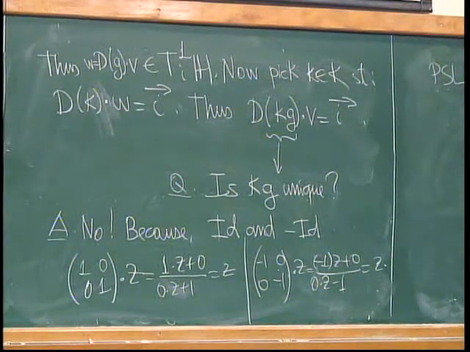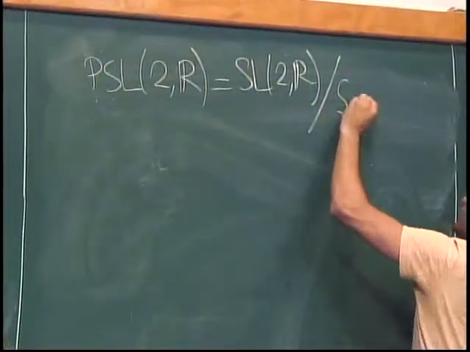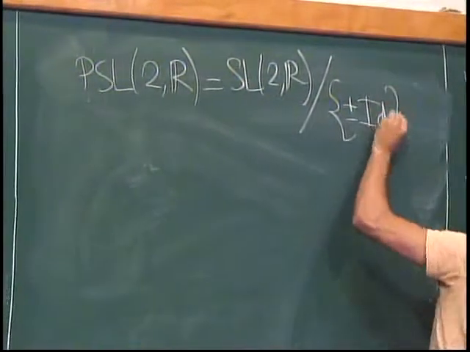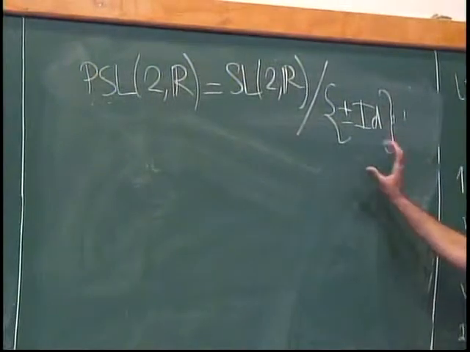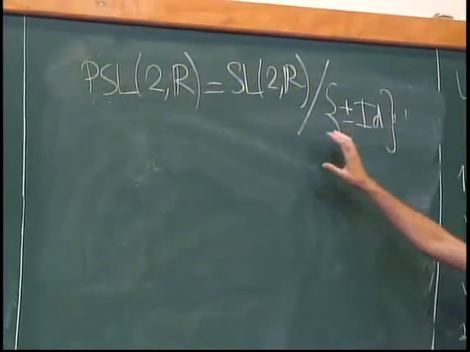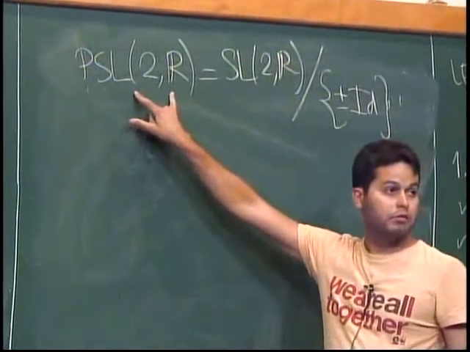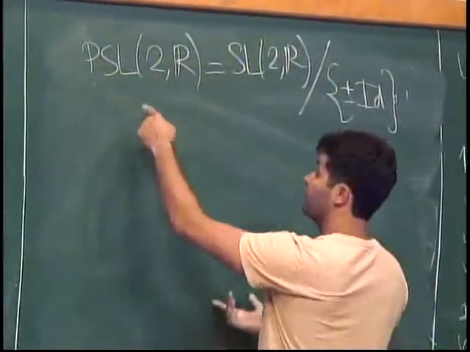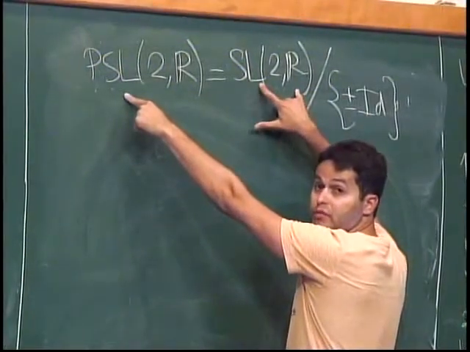So PSL2R is the space SL2R divided by the identification of plus and minus. Okay? And this is a group. And by the same reason, this guy here defines Möbius transformations. Why? Just pick a representative here and consider the Möbius transformation that is defined by this representative.